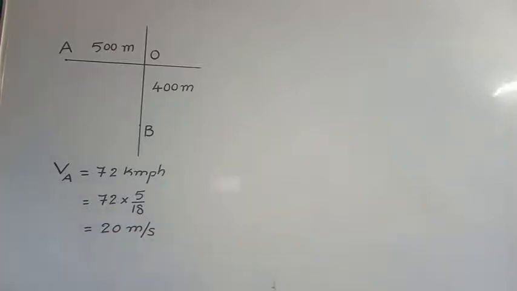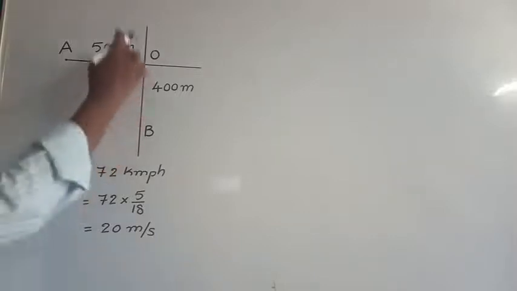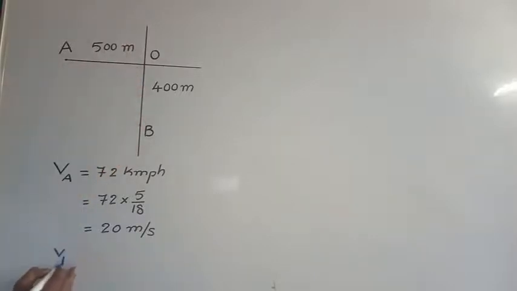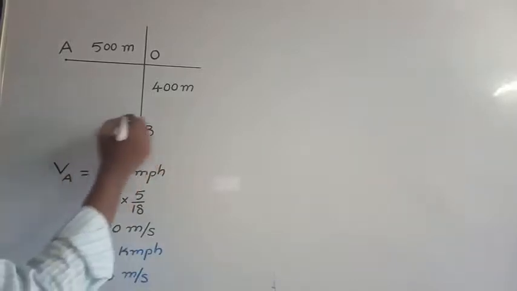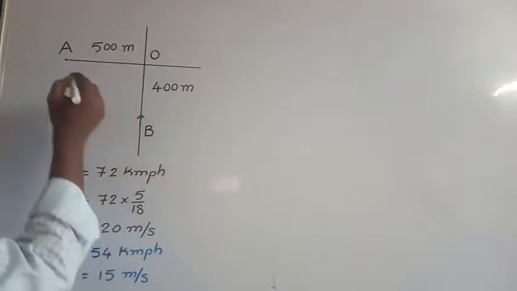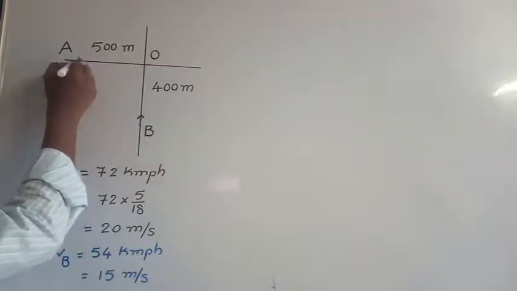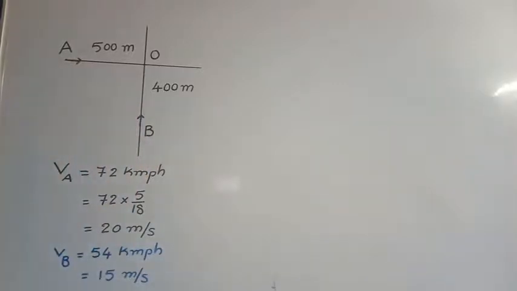Next, car B is moving towards north with a velocity of 54 kmph. If you convert this into meters per second, multiply by 5 by 18, then you get 15 meters per second. Clear? So car B is moving with a velocity of 15 meter per second in this direction. Car A is moving in this direction with a velocity of 20 meter per second.